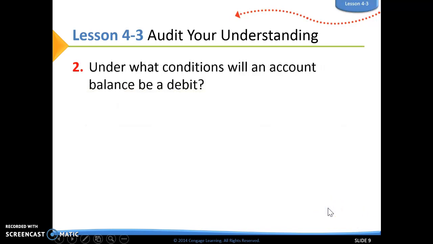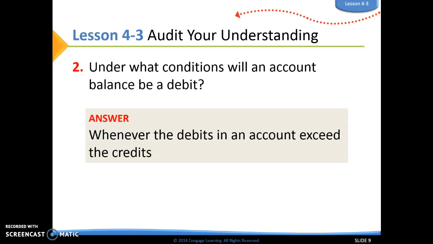Number two, under what conditions will an account balance be a debit? Whenever the debits in an account exceed the credits. So if we have a debit and a credit to an account, remember we're going to subtract to find the new balance. If the debit number is higher, that means it has a debit balance. If we had two debits, we're going to add together and we would have a debit balance.